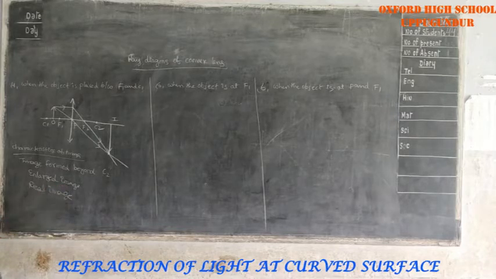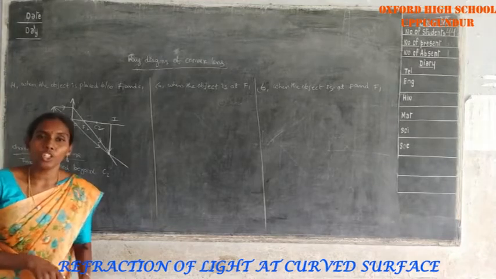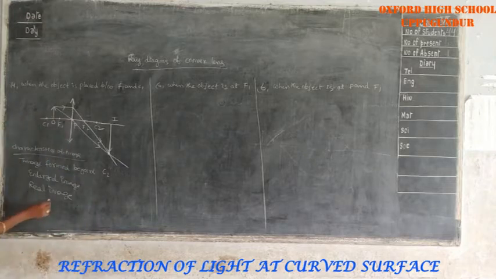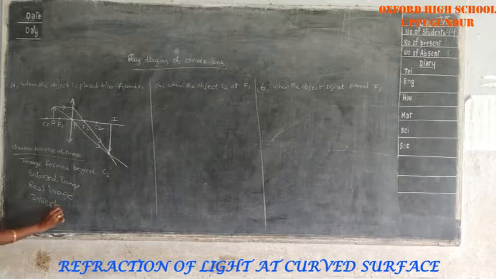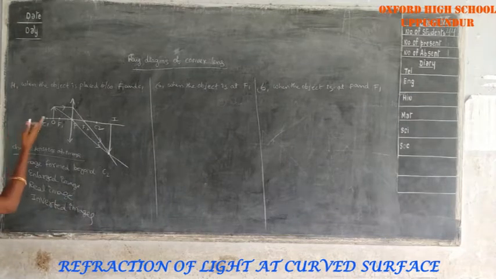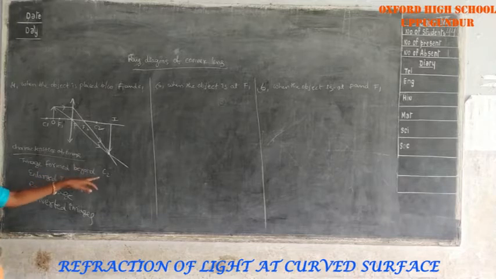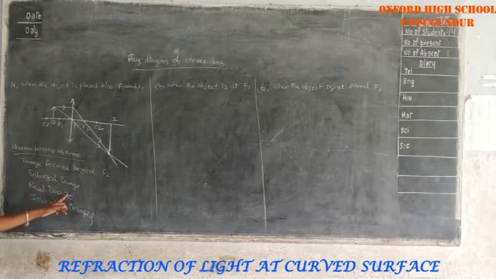Any image that can be captured on a screen is called a real image. All real images are inverted images. So in this case, when the object is placed between F1 and C1, the image is formed beyond the center of curvature, it is an enlarged image, a real image, and an inverted image.